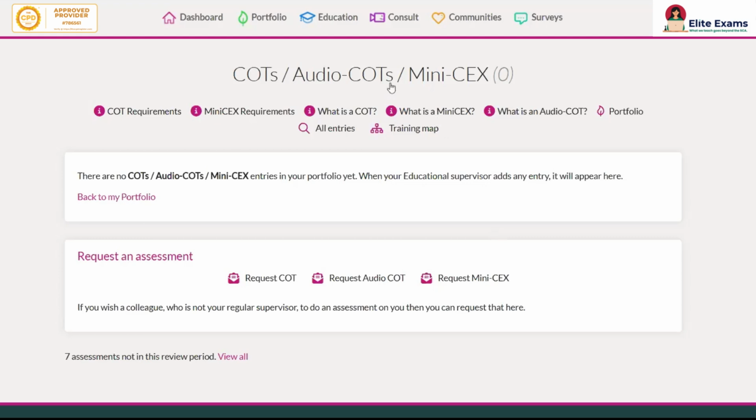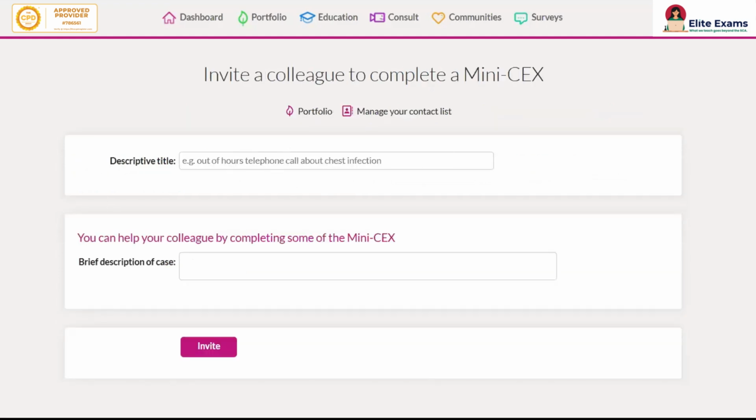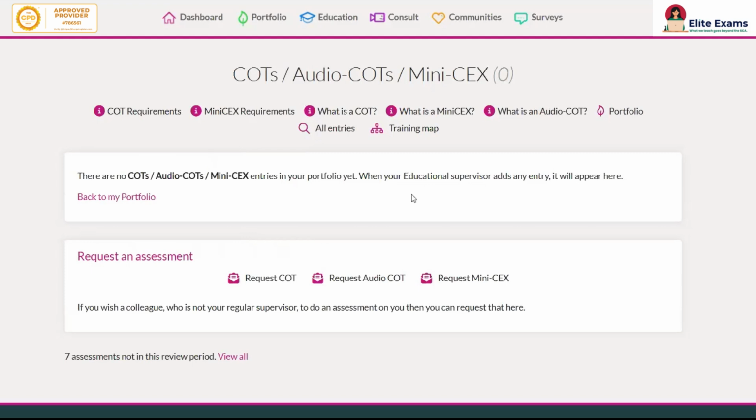If you can see, it's only applicable while not in primary care. So when you click on request MiniCEX, you just put your descriptive title, you put your brief description and invite. In hospital, you can also do this for someone ST4 or older. As I said, most of these things are easier with MiniCEX in hospital. You can get your MiniCEX done when you're on call. It's quite easy.